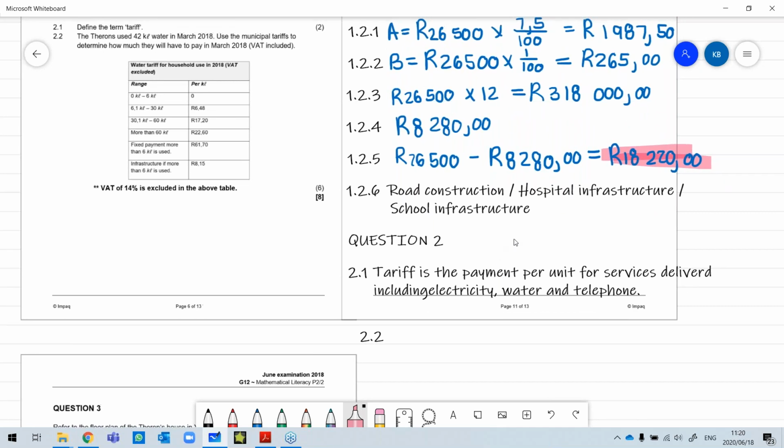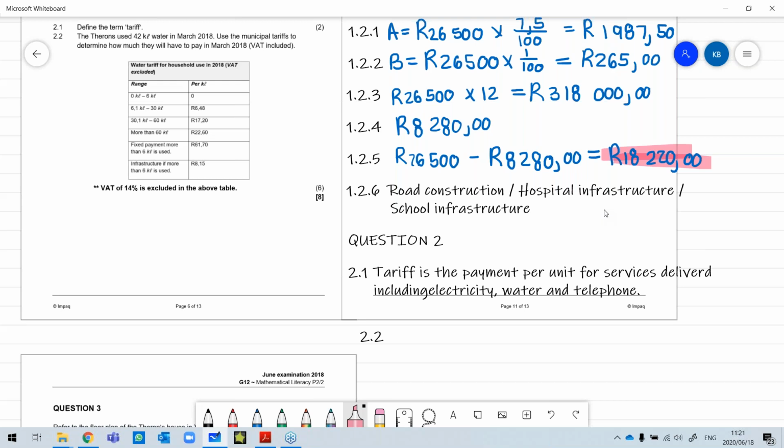Define the term tariff. Now, a tariff is the payment per unit for services delivered, including electricity, water, and telephone. So in your study guide, you will see that when we discuss tariffs, tariffs generally refers to payments that go toward electricity, water, and then telephone accounts. So that is generally where you will work with a tariff system. And tariff is a payment per unit. So the more units you use, the more you pay. It works in that sense.